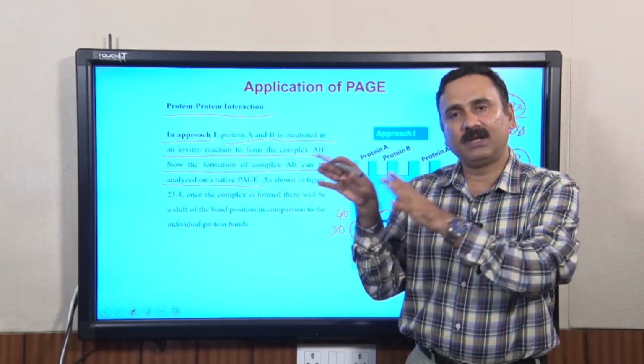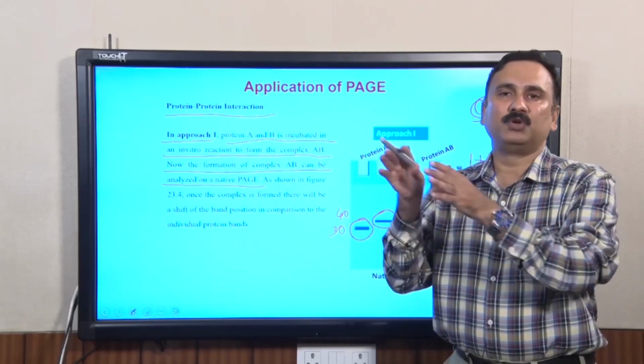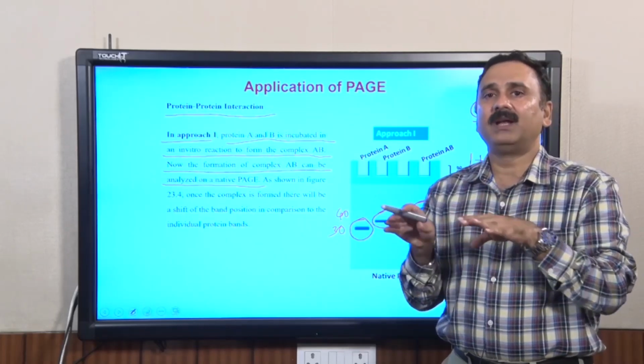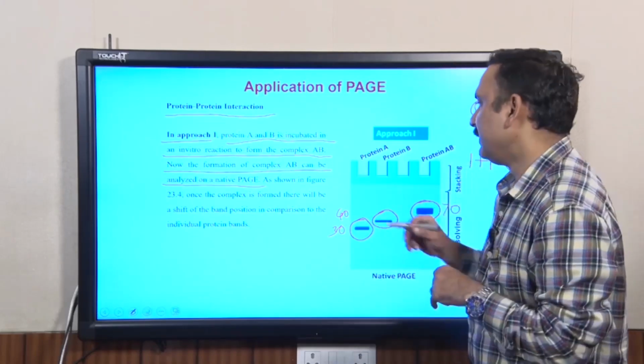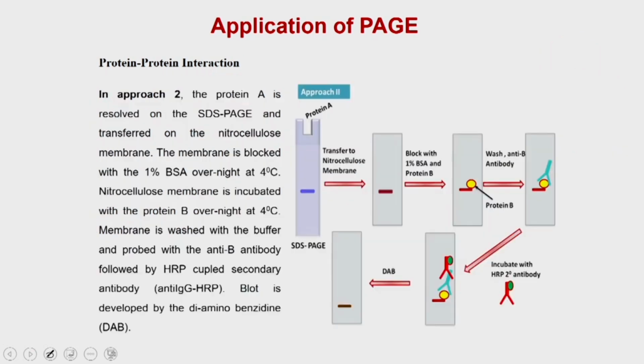So, it will give you a distinct band, but it will not be in proportion to the mass, because it is actually migrating based on the charge-to-mass ratio, as we are running a native PAGE. Once the complex is formed, there will be a shift in the position of the band in comparison to the individual protein bands.